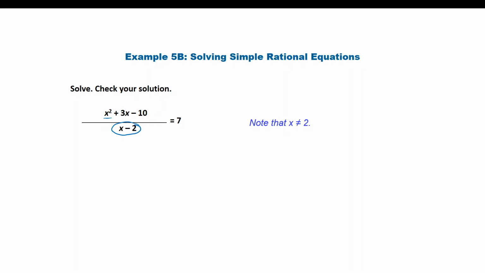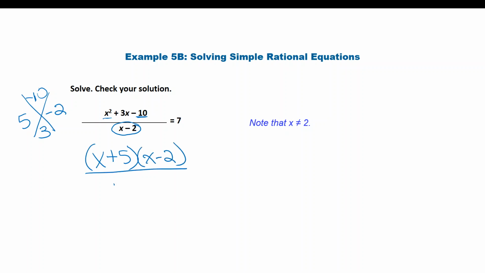All right, so let's go ahead and factor this out. In order to factor that, we need to find two numbers that multiply together to get negative 10 and add together to get 3. Well, I know that's 5 times negative 2. 5 times negative 2 is negative 10. 5 plus a negative 2 is 3. So I'm going to factor that, x plus 5 and x minus 2, all over my denominator, which is x minus 2, and that's all going to equal 7.